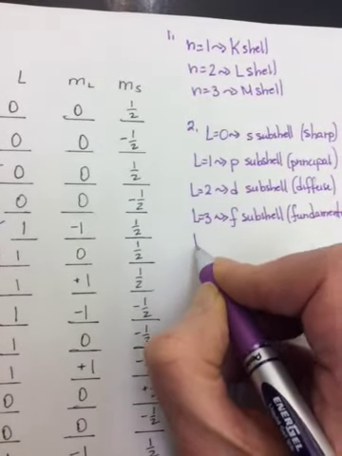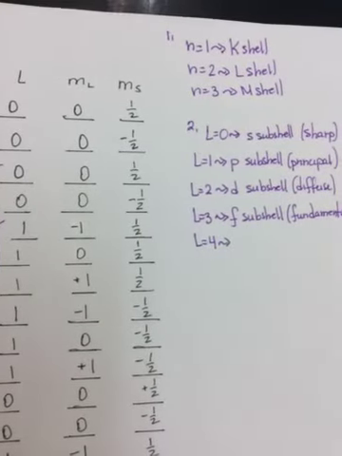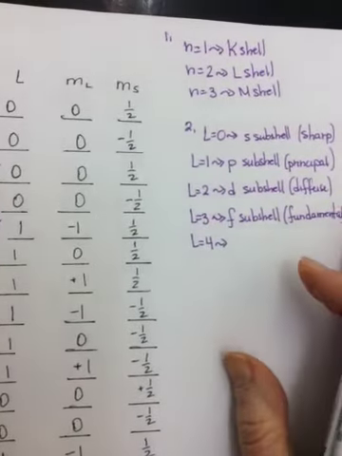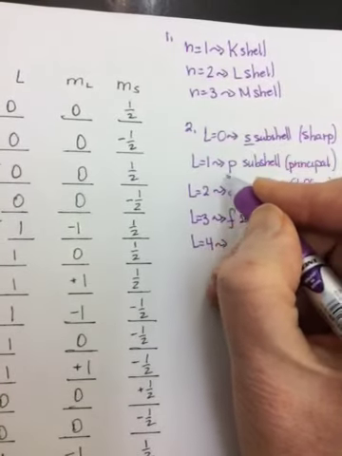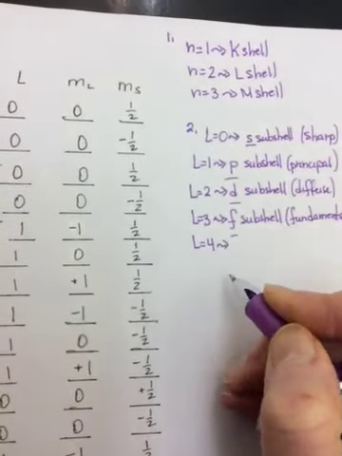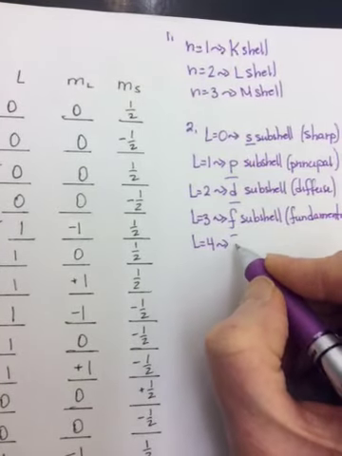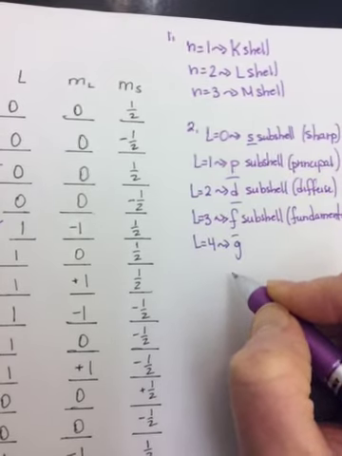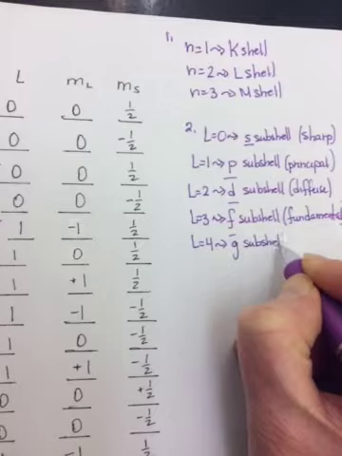And when L equals 4, as they were about to label it a letter, people were like, okay, wait, this is getting way too confusing. There is no rhyme or reason with S, P, D, F. You can't just keep picking random letters. And they said, okay, then let's call this G subshell, and then we'll go in alphabetical order from there.